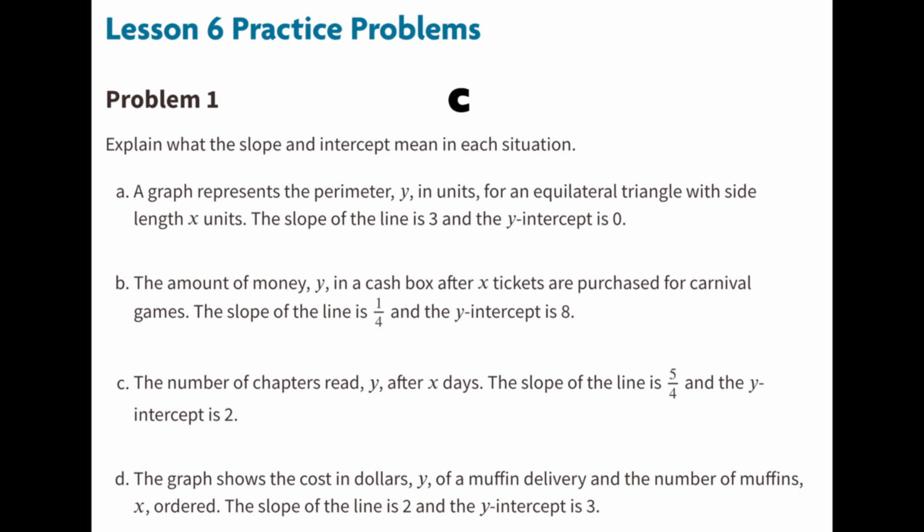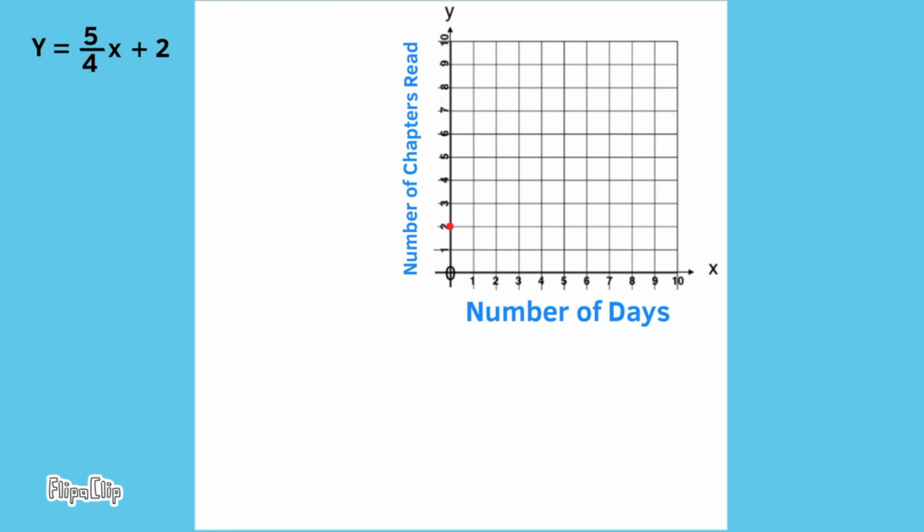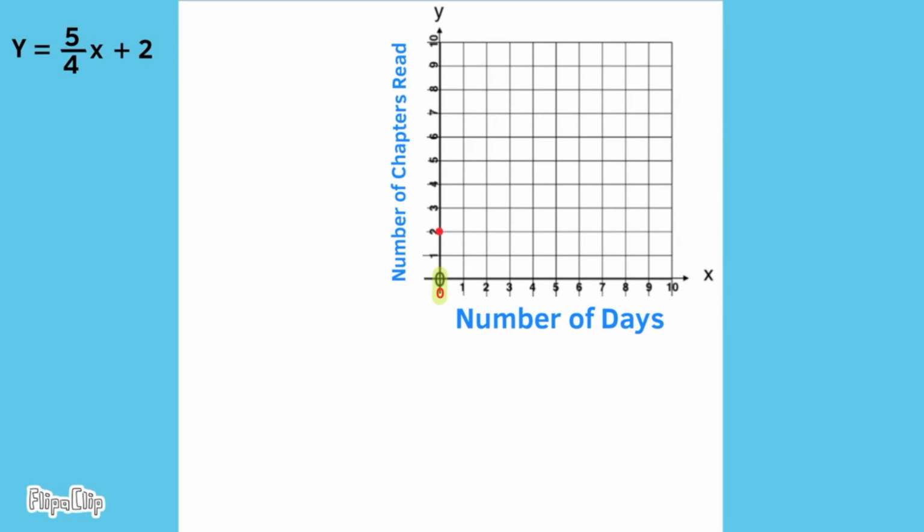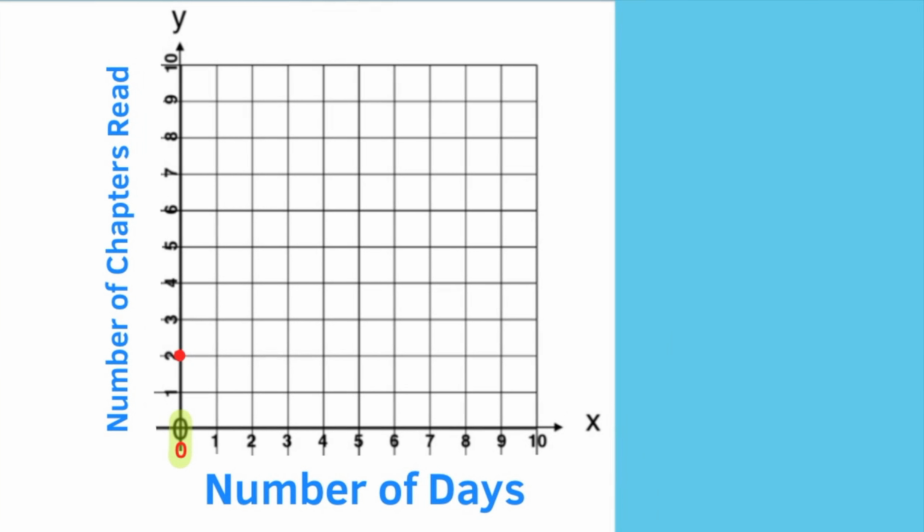C. The number of chapters read, y, after x days. The slope of the line is 5/4 and the y-intercept is 2. I wrote the equation y equals 5/4 x plus 2 to represent this situation. With the y-intercept at 2, 0 days shows that 2 chapters are already completed. By the 4th day, 7 chapters are completed.